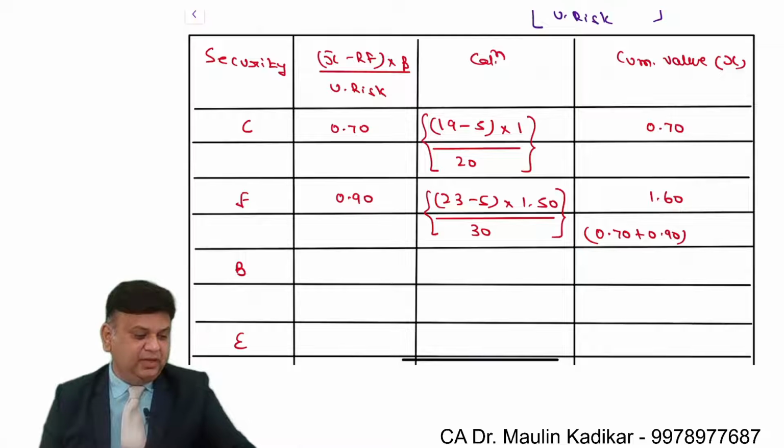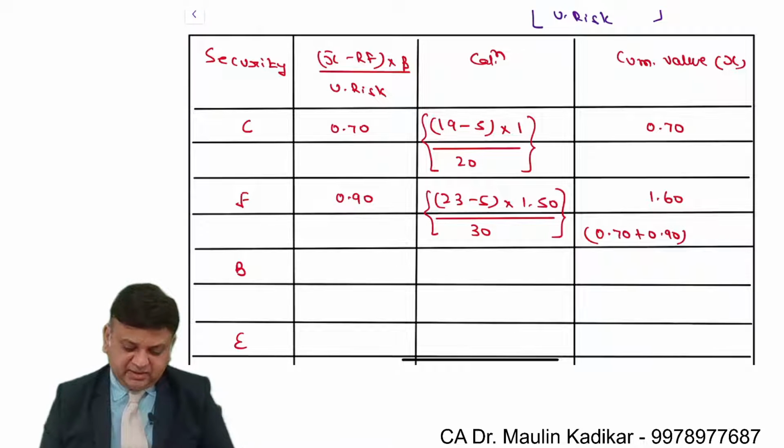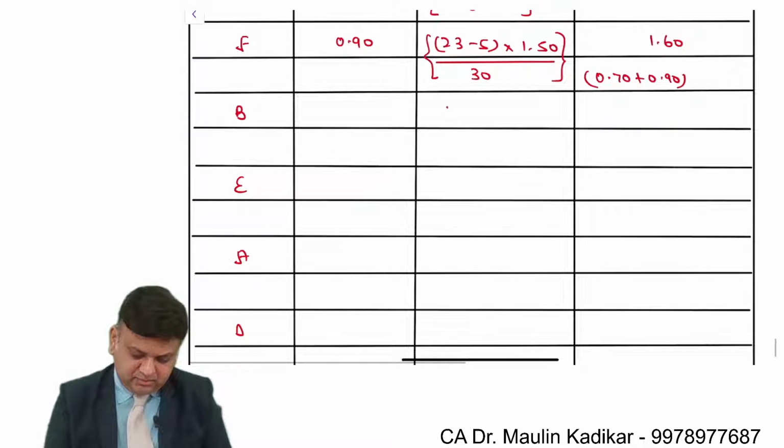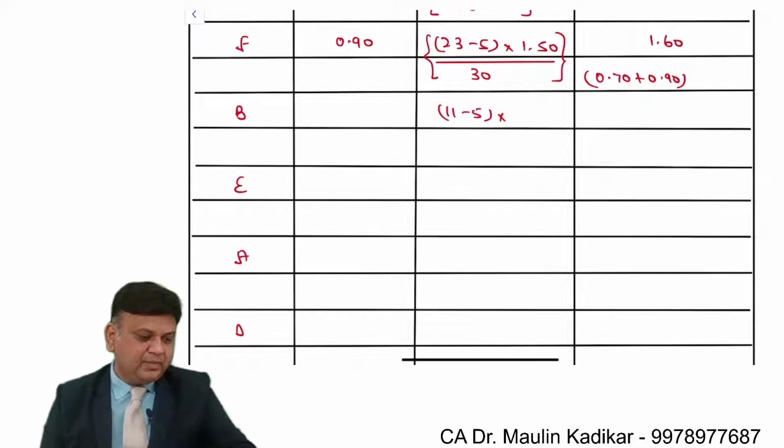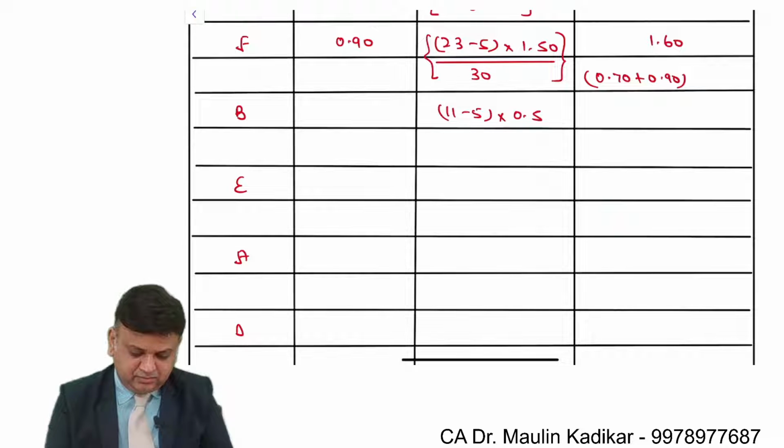Next is the security B. In that the mean return is 11 minus RF is 5 into beta is 0.50 divided by unsystematic risk is 10.